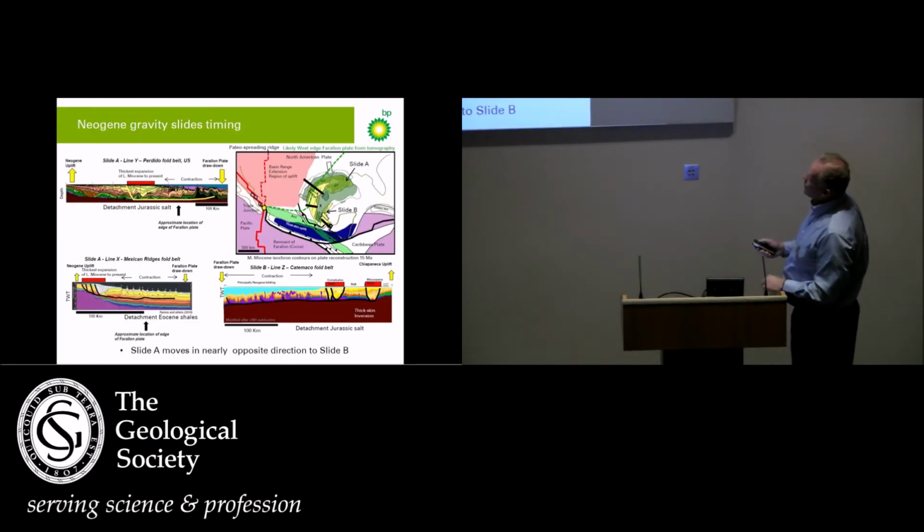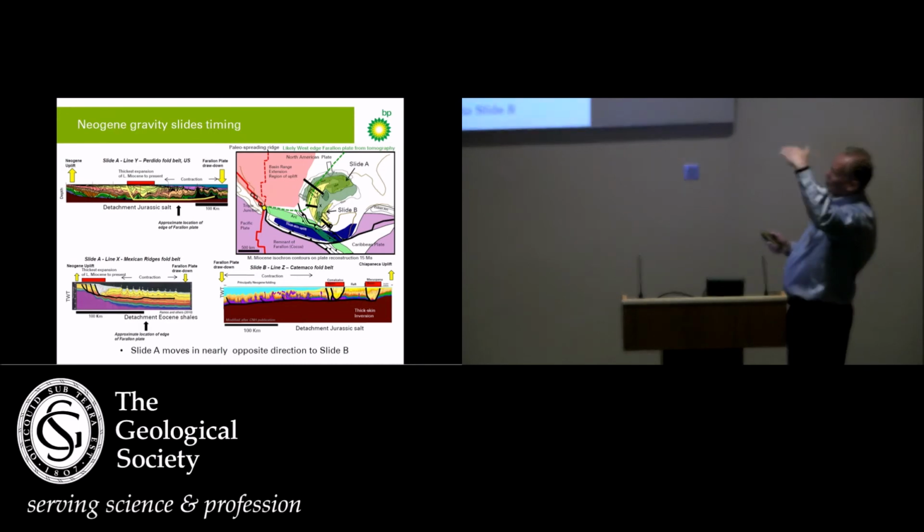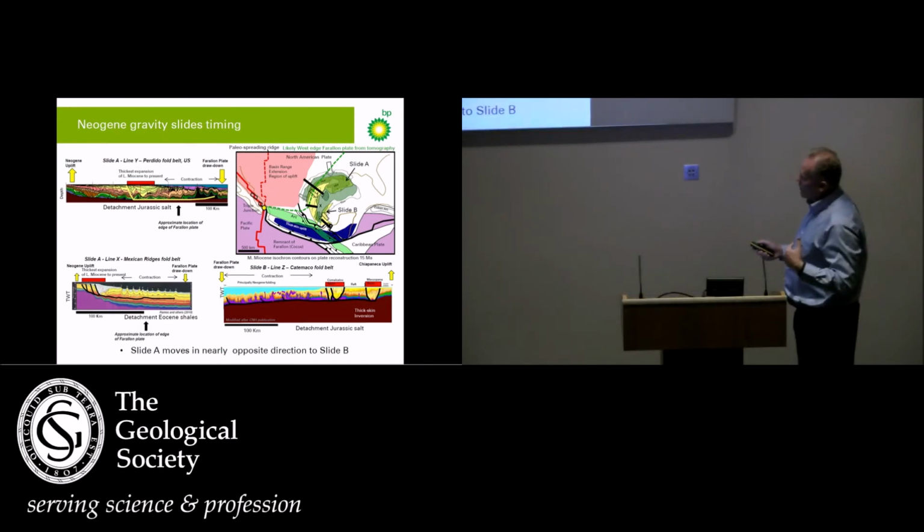Okay, now let's move on. I'm going to skip the Oligocene gravity slide because there's not a whole lot of time in this presentation, so I'm going to go right to the Neogene gravity slides. And you have one in the northern part of the Gulf of Mexico, and you have another one in the southern Gulf of Mexico. So this shows the line locations in black right there.